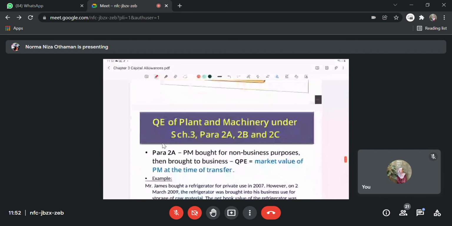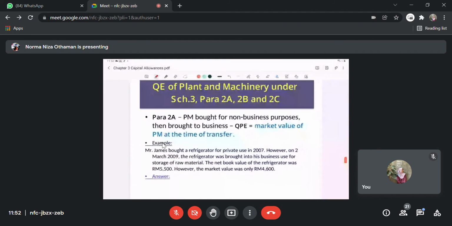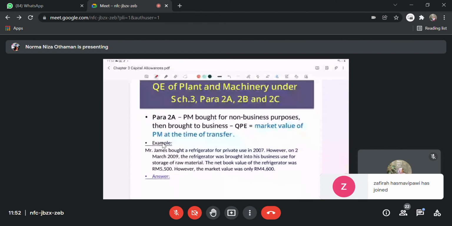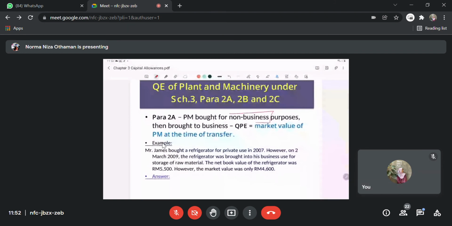Okay, so for paragraph 2A, the condition is plant and machinery bought for non-business purposes then brought into the business. The keyword is that it was bought for non-business use. It might be bought for personal use and then used in business. For example, a refrigerator. The refrigerator might be used for household use, and then he brings that refrigerator in for business purposes. So this is the condition for paragraph 2A. Is it clear?